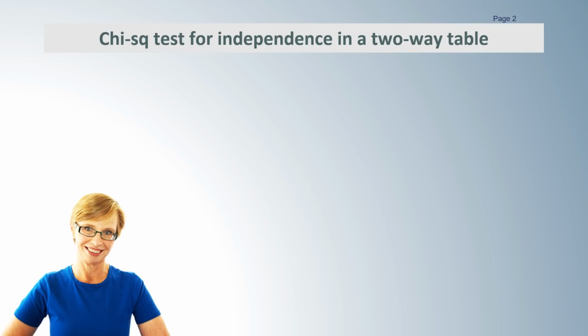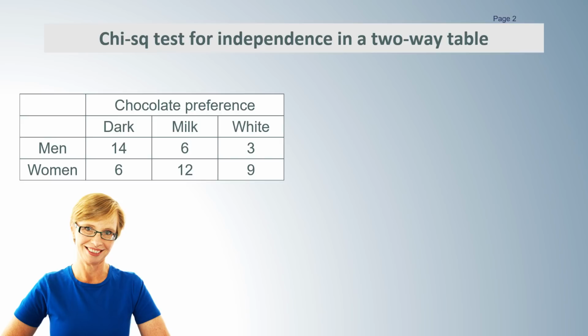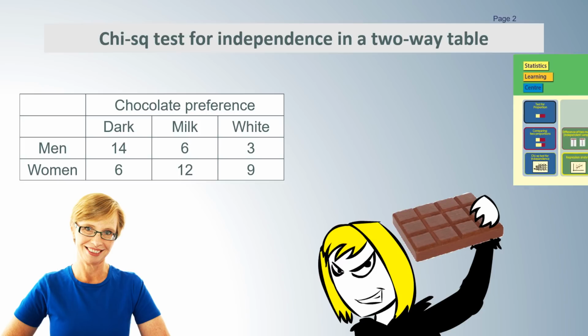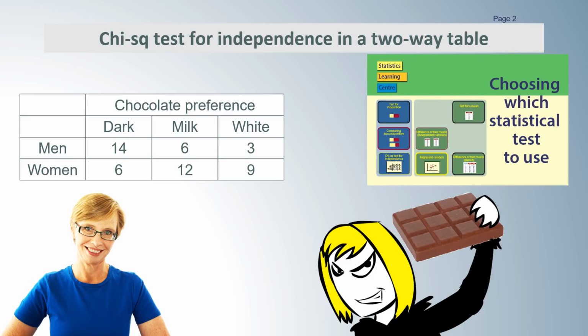Hi, I'm Dr. Nick, and in this video I'm going to show some ways of analysing data in a two-way table, including when and how you would use the chi-squared test for independence. I will illustrate the analysis with an example involving Helen and her chocolate market research. You can find out more about the different tests Helen does in our video, choosing which statistical test to use.